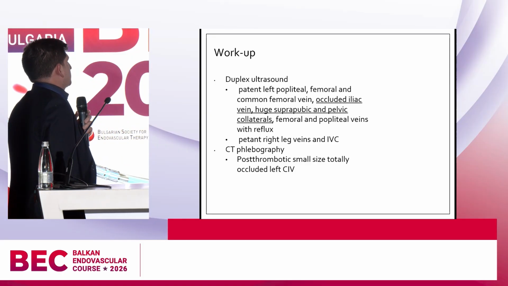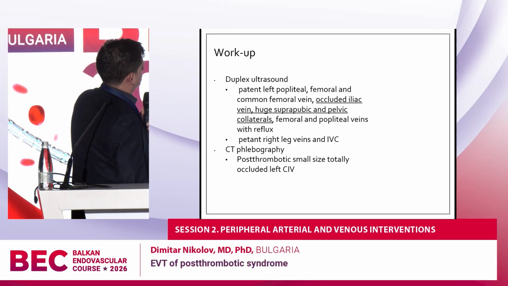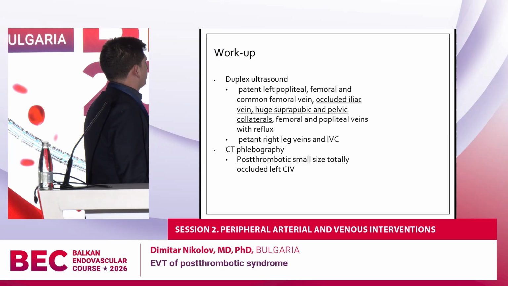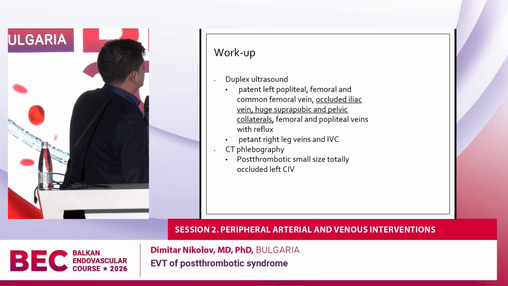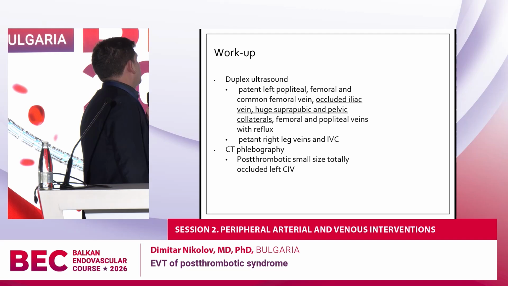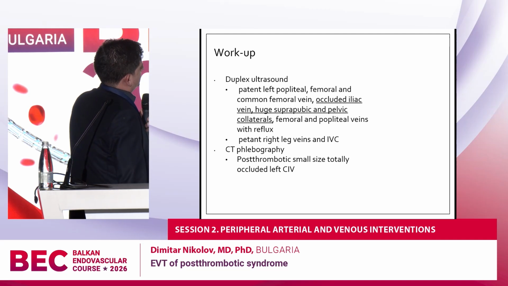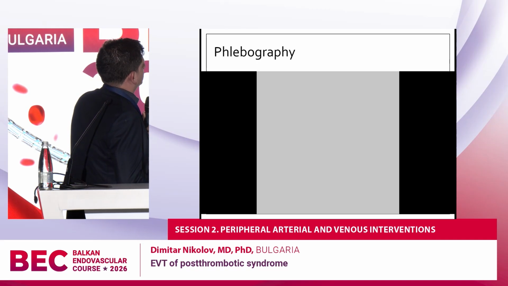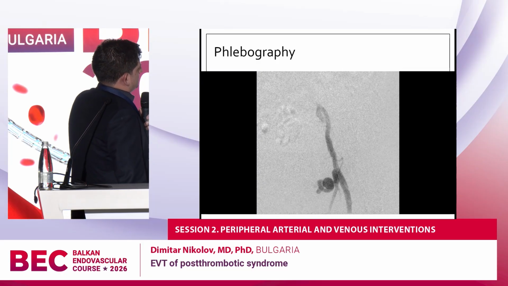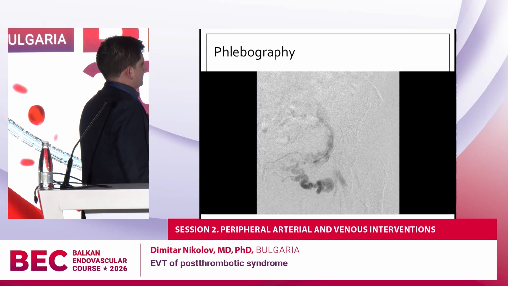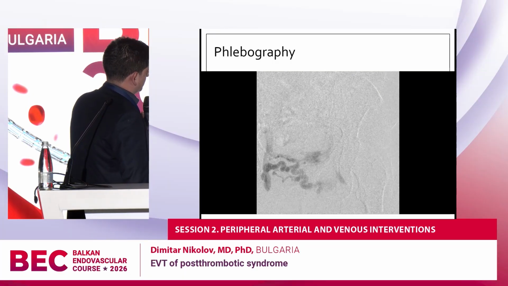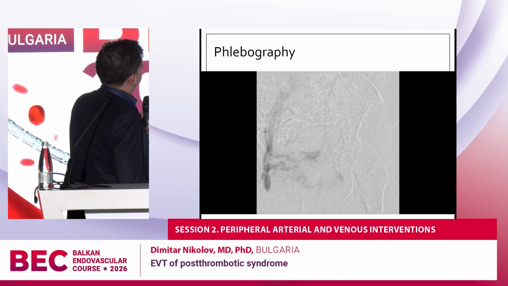The duplex ultrasound showed us a patent left popliteal and common femoral vein with an occluded iliac and suprapubic and pelvic collaterals. Femoral and popliteal veins had reflux, and the right leg veins were patent. On the CT phlebography, we saw a post-thrombotic, small-size, totally occluded common iliac vein. This is the initial phlebography. You can see the big collaterals going to the other side.